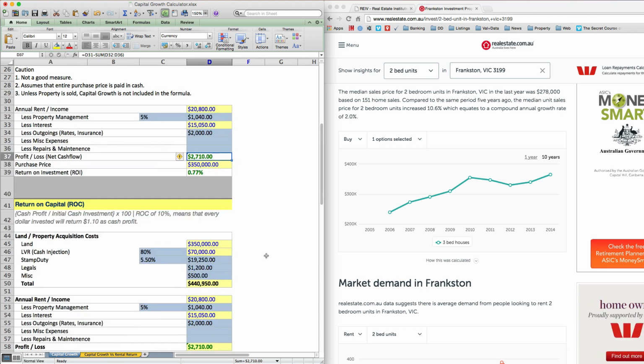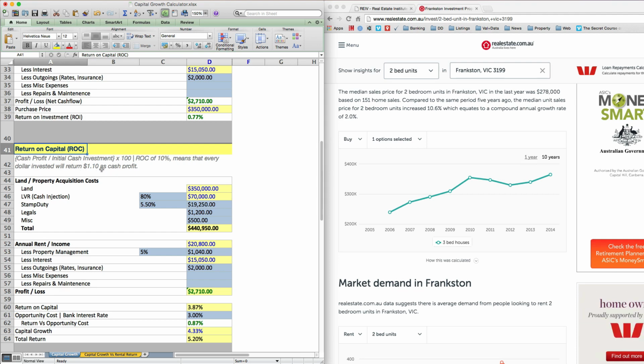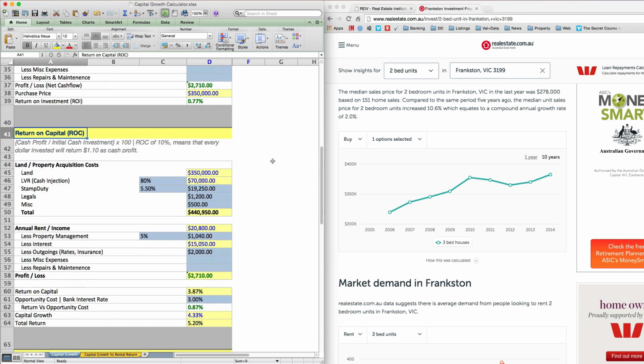I'm actually not a big fan of negative gearing. So yeah, if you go on to return on capital, ROC, it's got a complicated formula here, which means that every dollar invested will return 1.10 as cash profit.